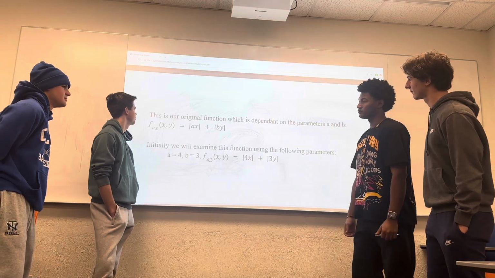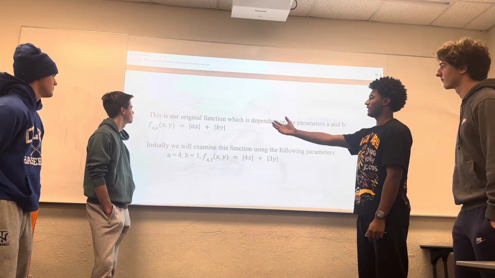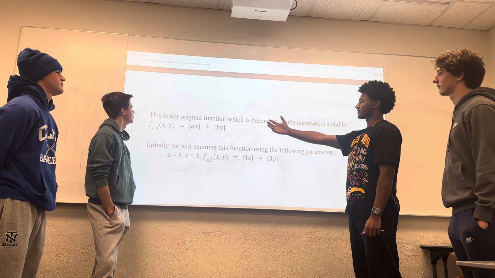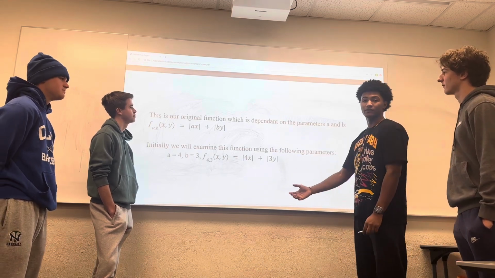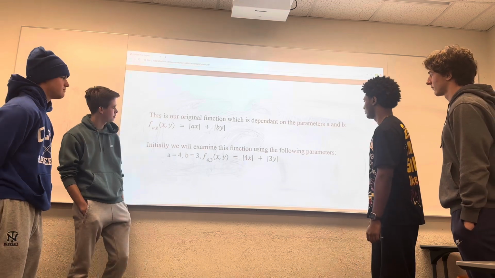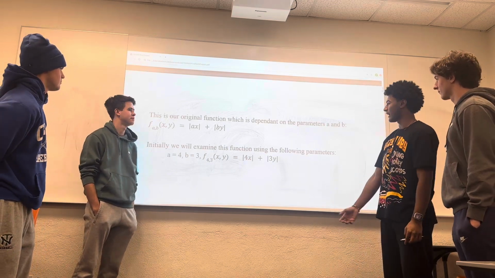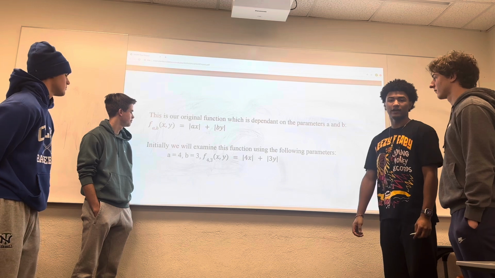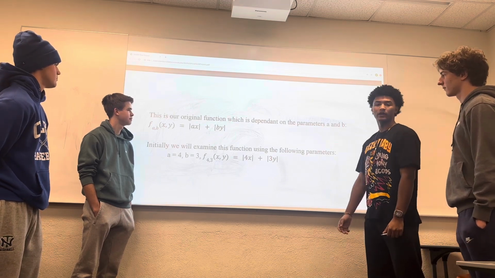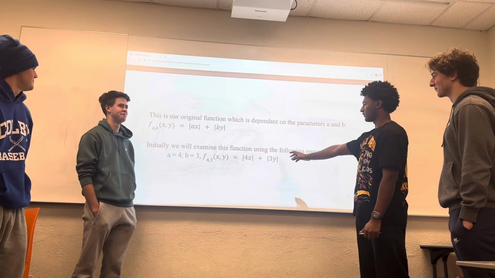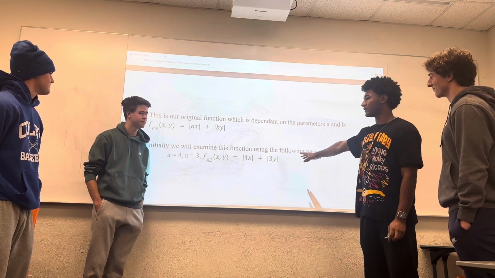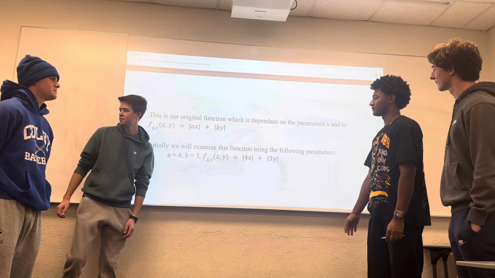For our project, we chose this function here, f_{a,b}(x, y) equals the absolute value of a of x plus the absolute value of b of y. To examine this function, we will have a value set for a and b, with a being 4 and b being 3. Plugged into our function, we can examine the graph of it and see the properties and behavior.